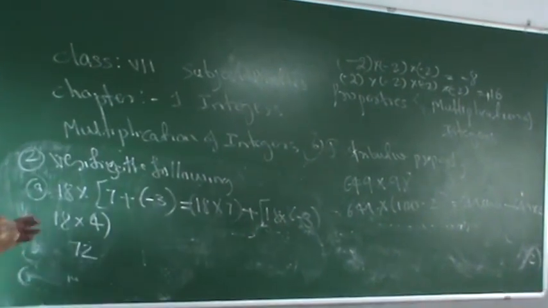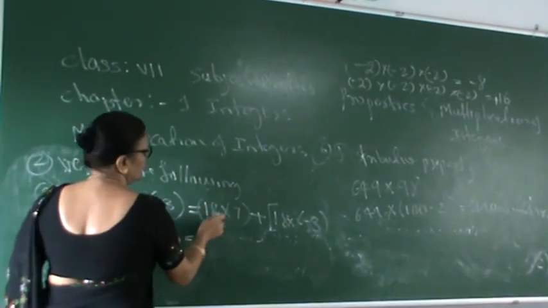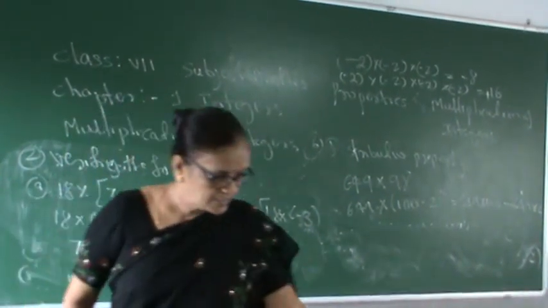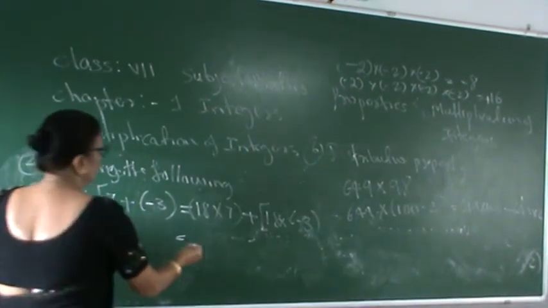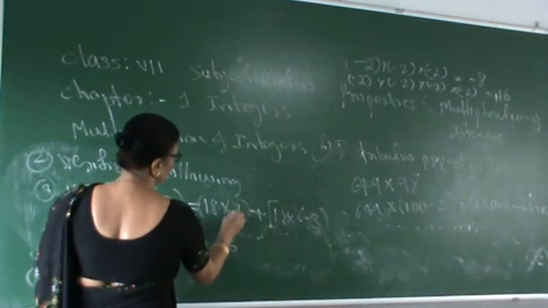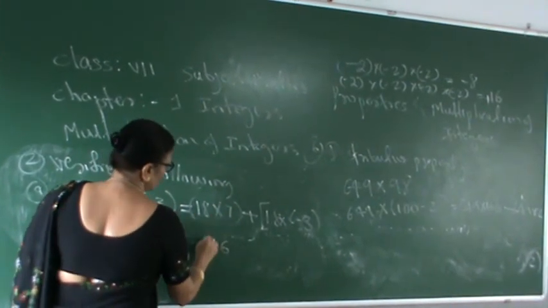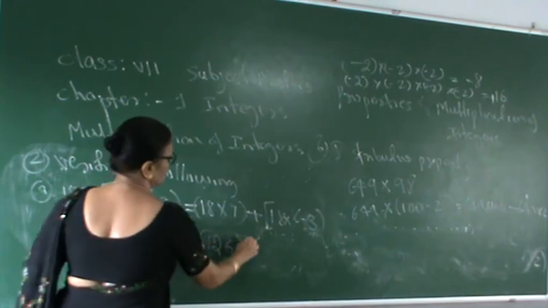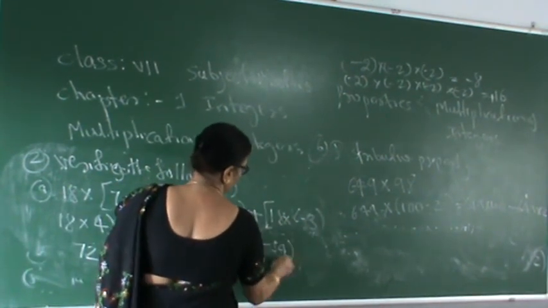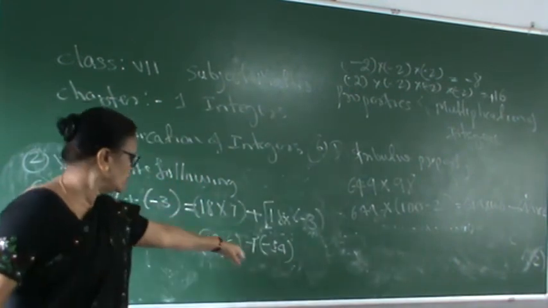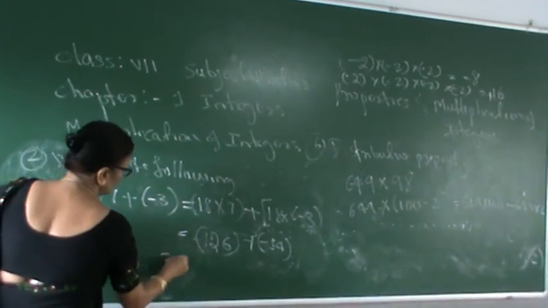On the left side you got the answer. Now go for the right side. 18 sevens are how much? 126, I think. 18 into 7 is 126. Then plus, here 18 into minus 3. It is minus 54. 126 minus 54 is 72 again.